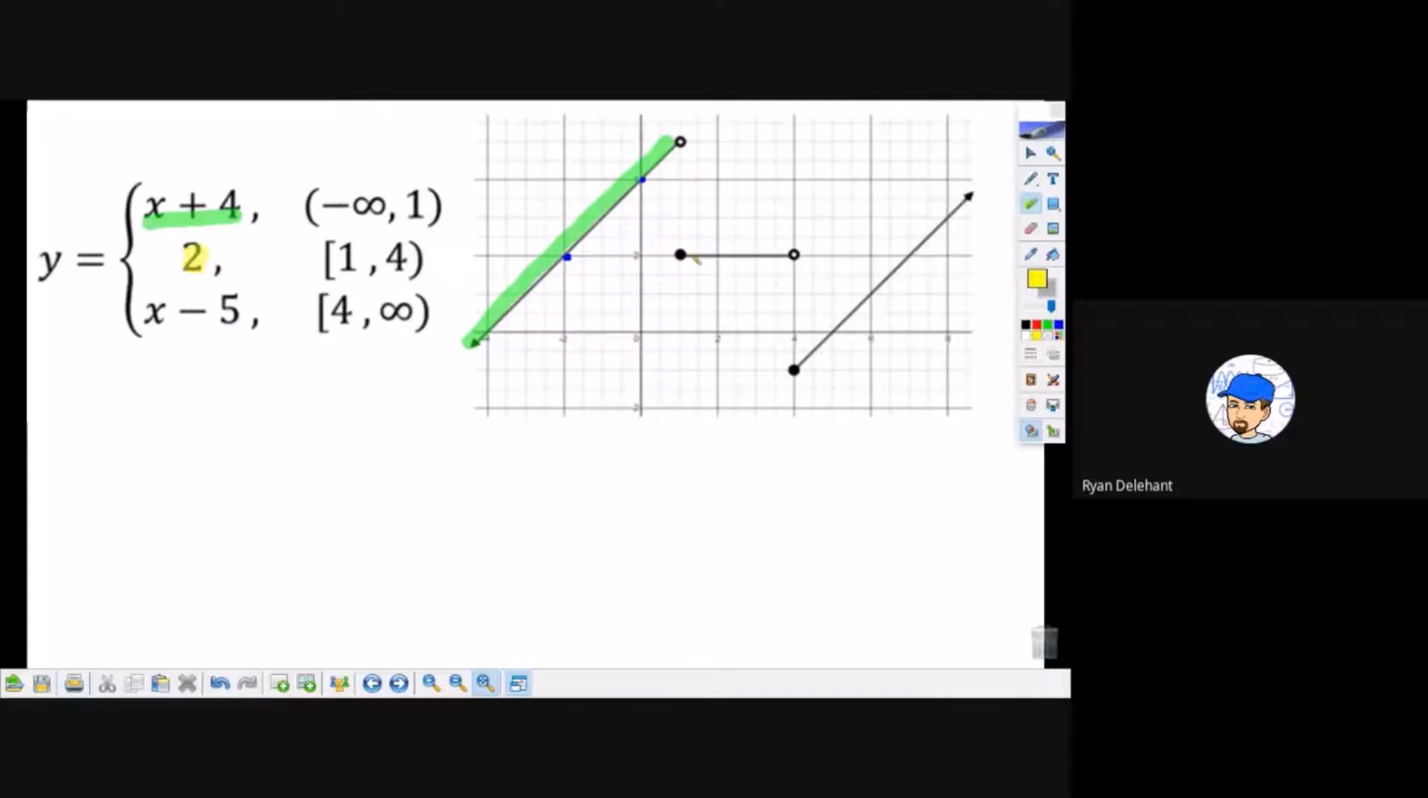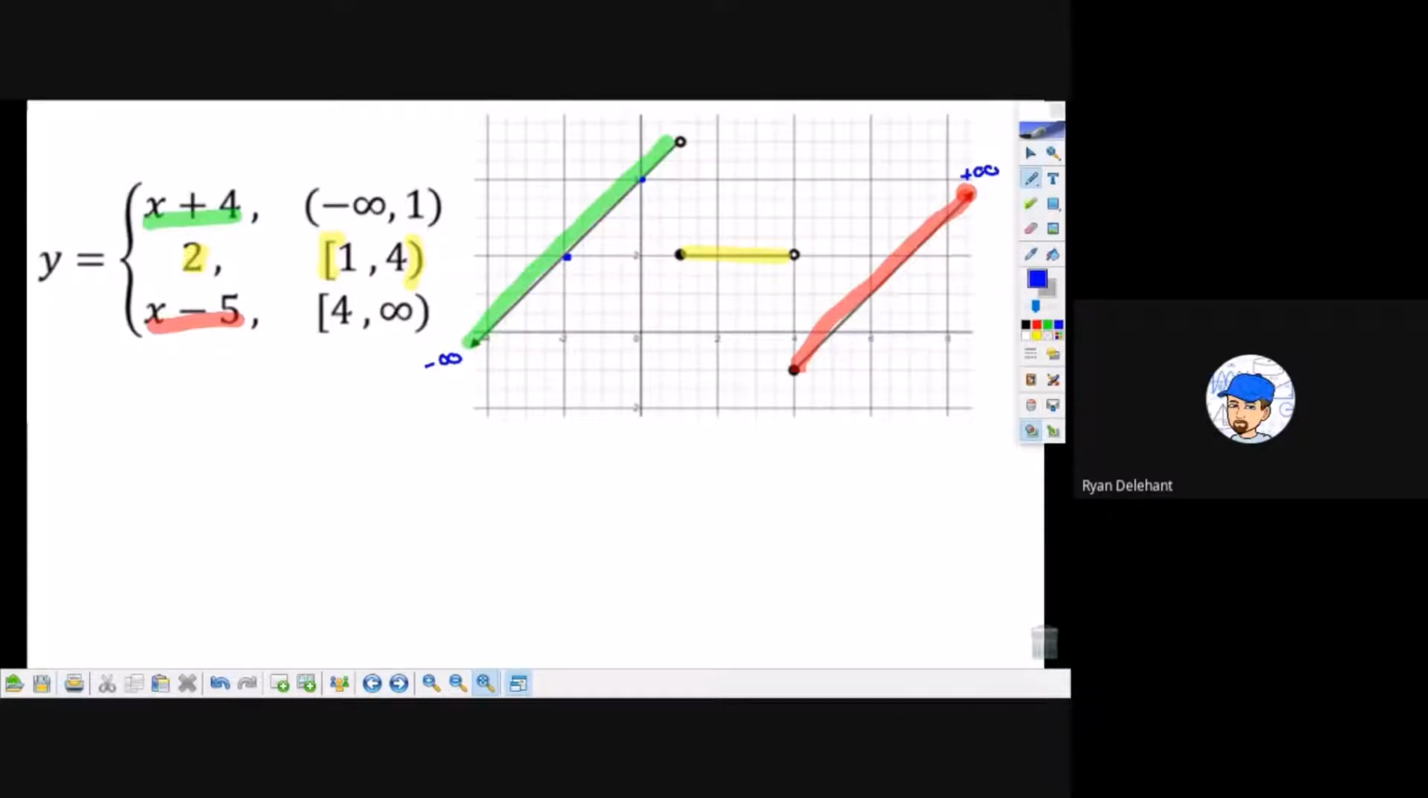y equals 2 is a horizontal line, like a horizontal asymptote. The number at 1 should be included, but the 4 should be excluded, so that's closed and open. This is another line. And this one goes to infinity because it's got an arrow. That's how we know the x goes to positive infinity. This one was negative infinity at that arrow. And it's included. The 4 starts at x equals 4, goes to positive infinity.